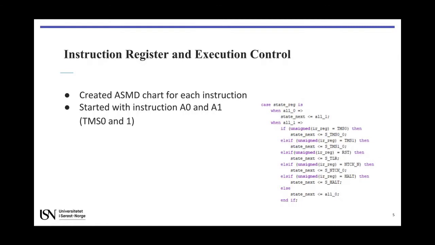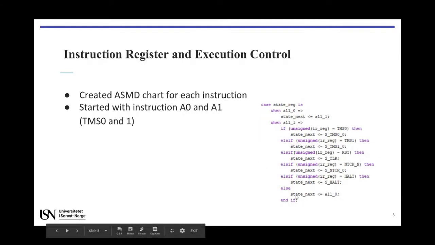After we added the ROM, we could start with the instruction register and the execution control. For these instructions, the best way to start is to create an ASMD chart for each instruction, because each of the instructions will have different states. And we started with the instructions A0 and A1, which are TMS 0 and 1, which are quite simple instructions, but it's a good start.